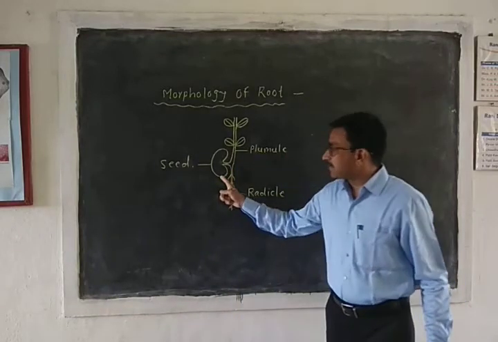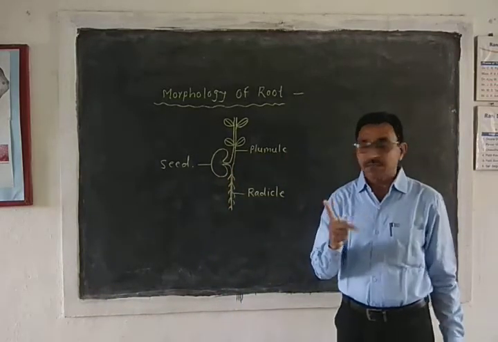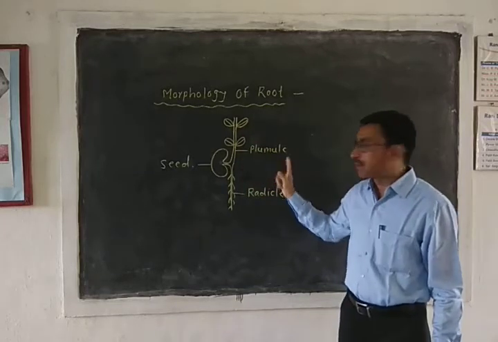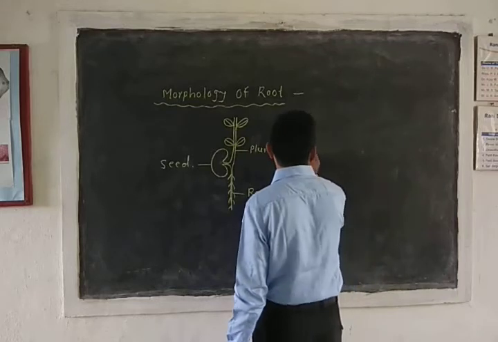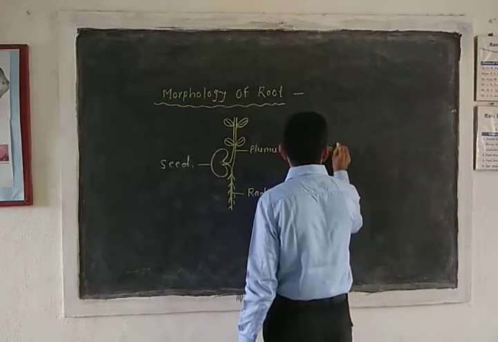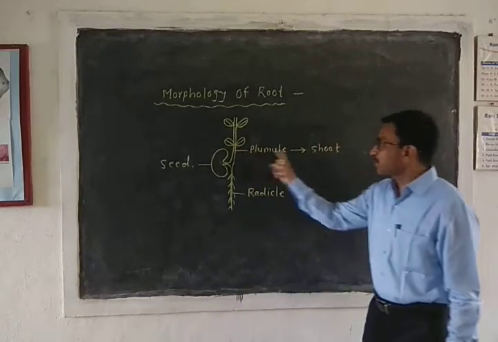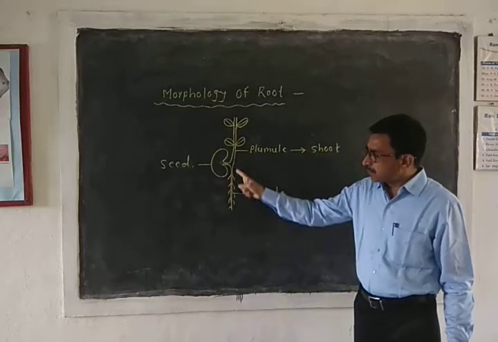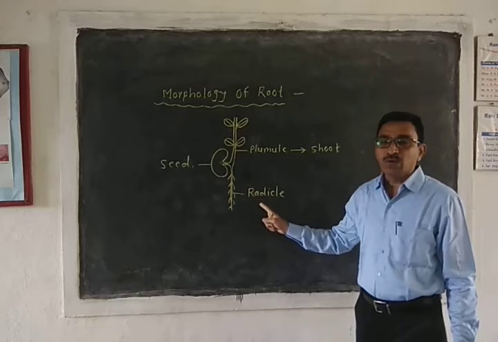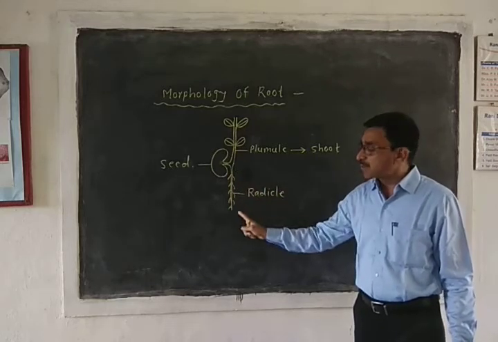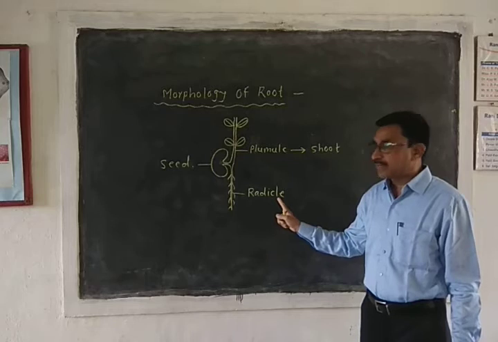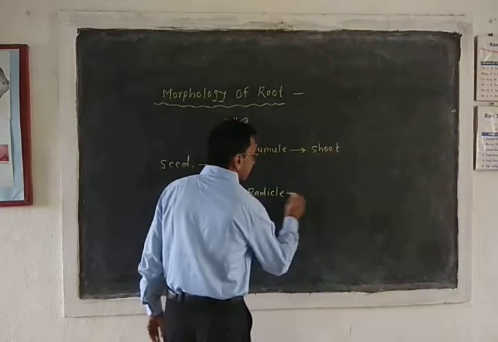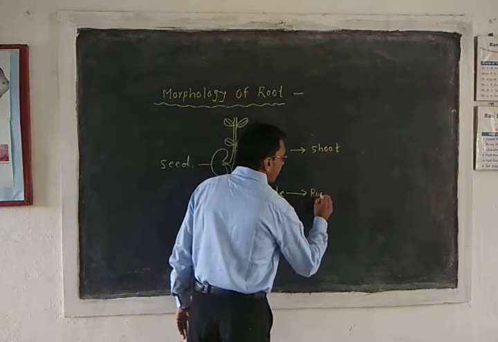When the seeds germinate, it produces two parts. The part which grows towards the upper side, means towards the sunlight, is called a plumule. And from that plumule, the shoot is formed. And this is the other part which grows towards the lower side, that is towards the soil. That part is called a radicle. And from the radicle, the roots are formed.